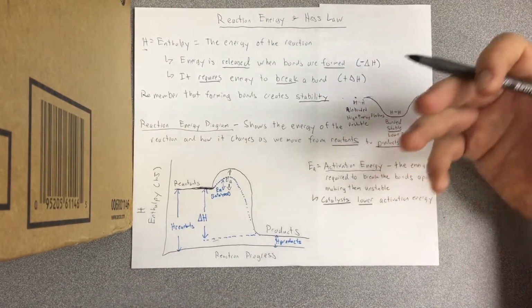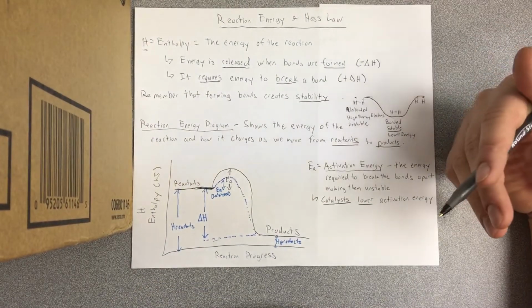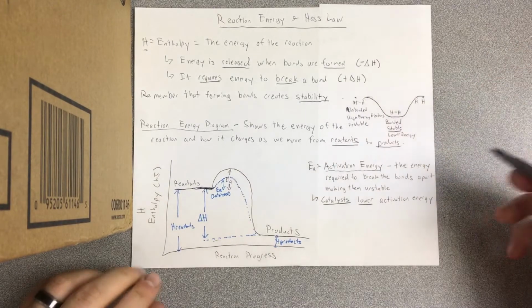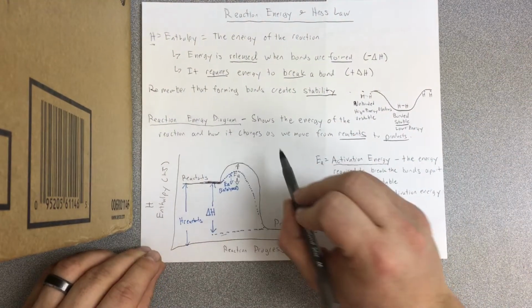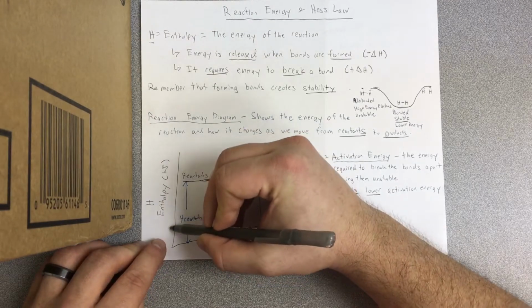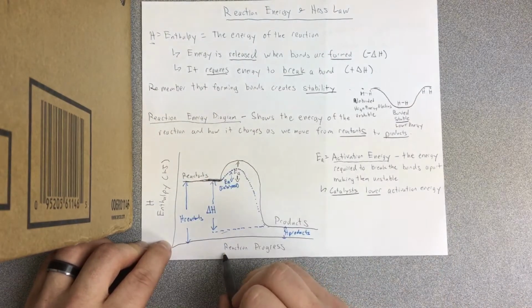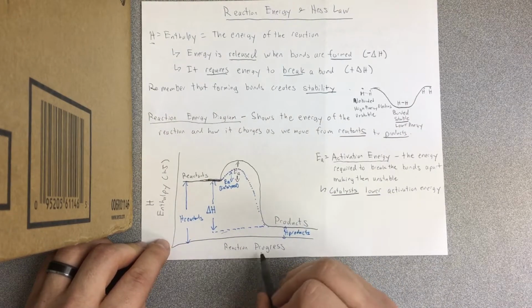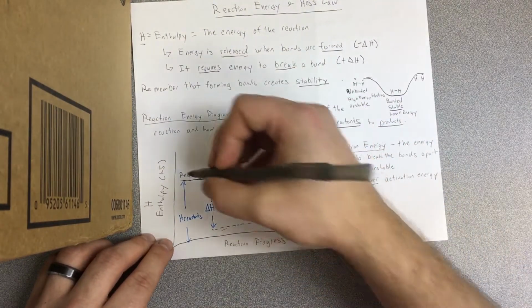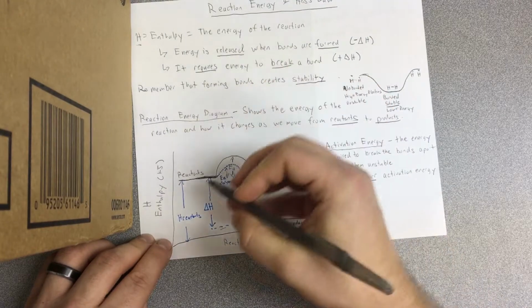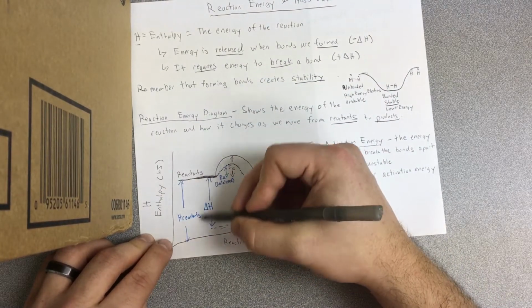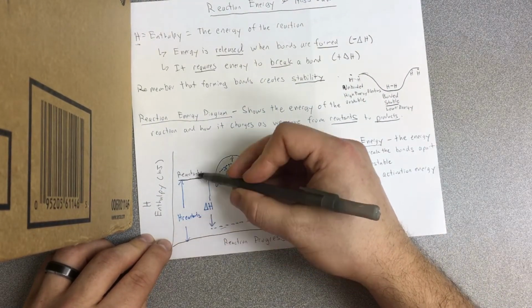So, one of the ways that we look at this in chemistry is through what's called a reaction energy diagram. In a reaction energy diagram, we graph enthalpy, or the energy of the reaction, on the y-axis, and we graph the progress of the reaction down here. So we start with our reactants, and our reactants have a certain amount of energy associated with them in their bonds.